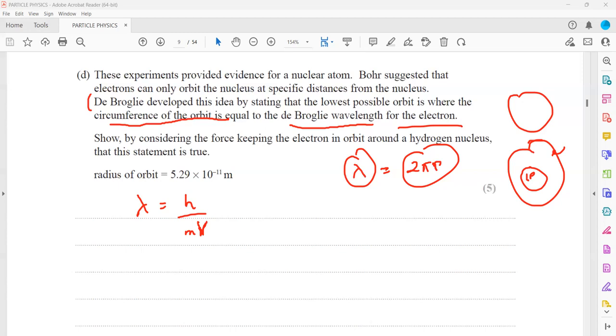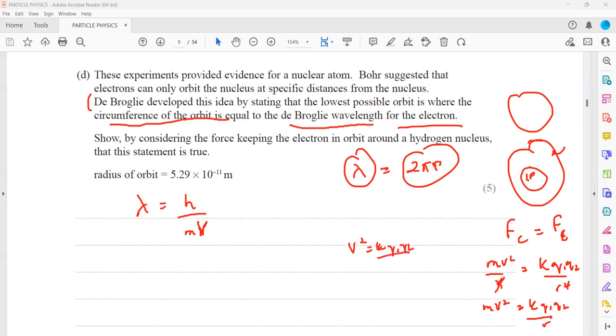How can we work out this? Because the electron is moving in a circular path, whenever an object moves in a circular path, the force is called centripetal force. In this case, the centripetal force will be equal to the electrostatic force. Centripetal force is given by the formula mv² over r. And the electrostatic force between the charges is given by kq1q2 over r². When I simplify, the r will cancel with the square, so mv² equals kq1q2 over r. So v² equals kq1q2 over mr, and then we take the root.